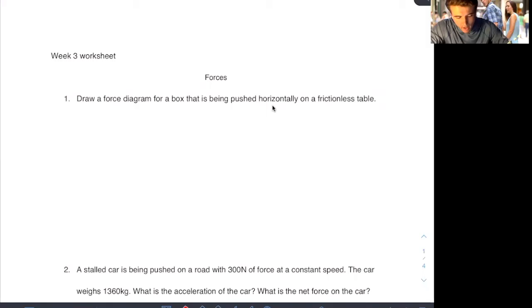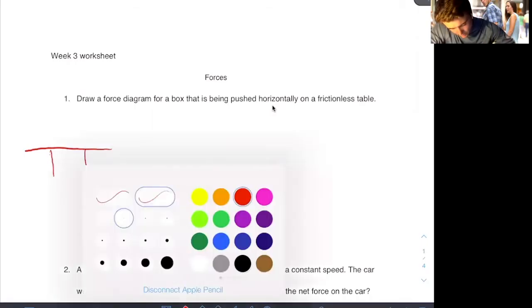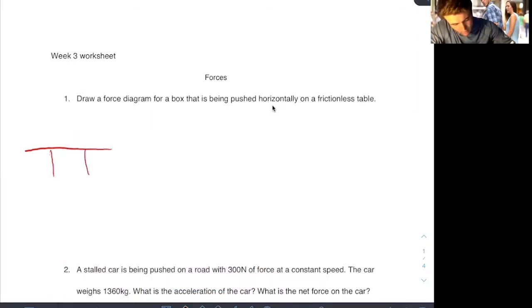Okay, so let's draw out a force diagram. Obviously, that's what the question is asking. So let's draw out our table. It's always good to draw a force diagram for your problems. It helps you sort of orient what's going on. Okay, so we have our table and our box.